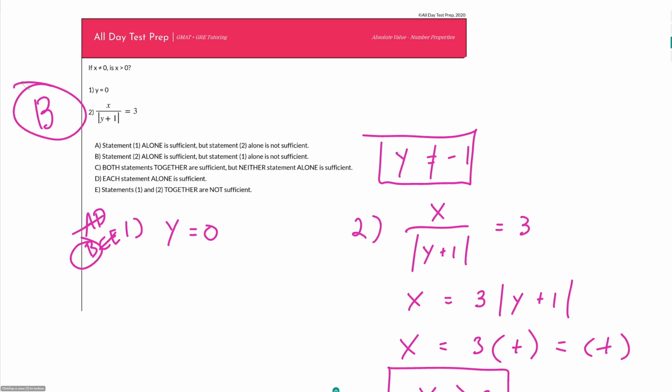So now we will start doing the more complicated absolute value questions, ones where you might actually need to solve for your variables or perhaps test numbers to answer your question.